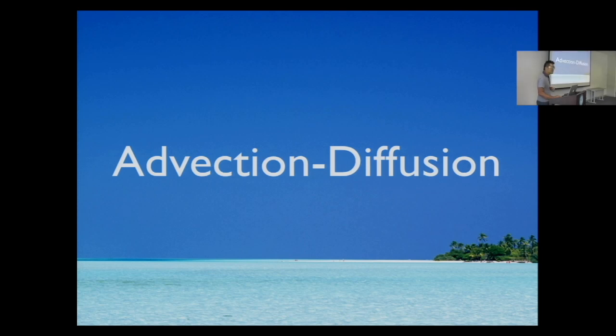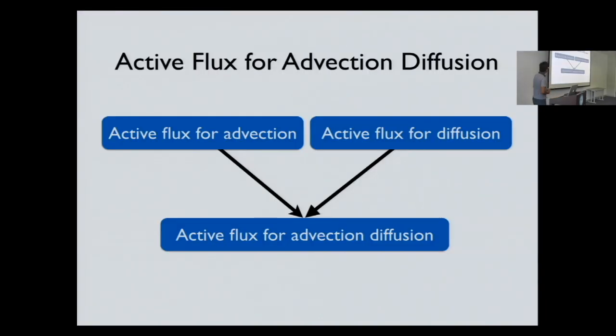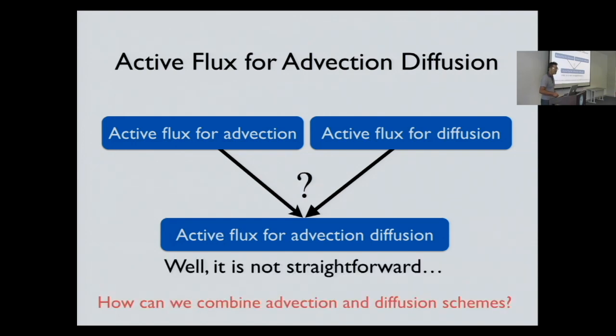Now, the advection diffusion. Once you have an advection scheme and a diffusion scheme, you just need to combine them together to solve the advection diffusion problem, right? In many cases, it can be straightforward. However, for this Active Flux scheme, it is not. And how can we combine advection and diffusion schemes? This is a big question for this type of scheme.